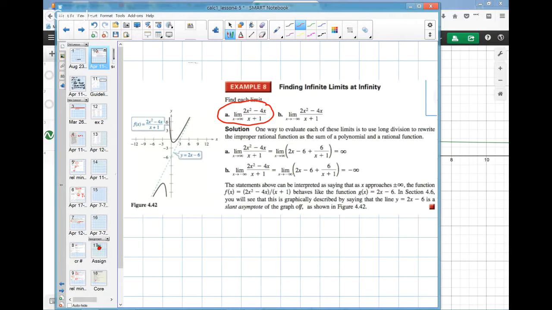Hopefully that's big enough for you. I know that's kind of tiny, but it says this is example 8 in the book. If you got your book handy, that might help. What's the limit of 2x squared minus 4x all over x plus 1 as x approaches infinity?